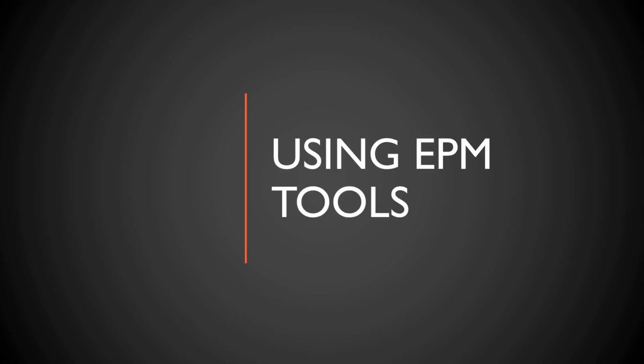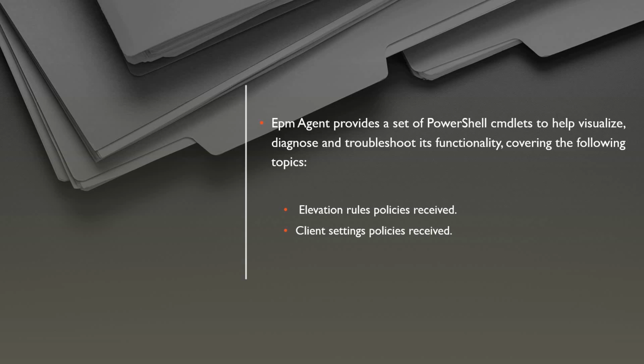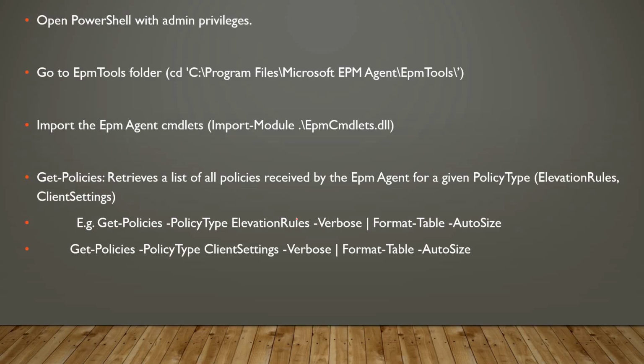Okay, now let's take a look at using EPM tools. There is a built-in EPM agent, and that EPM agent has a PowerShell cmdlet which helps us diagnose a lot of problems. It shows us the elevation rules that are received, the client policies that are received, and a lot more information. So these are the steps that we need to follow. We first need to open PowerShell as an admin. This is something that the admin will do for troubleshooting.